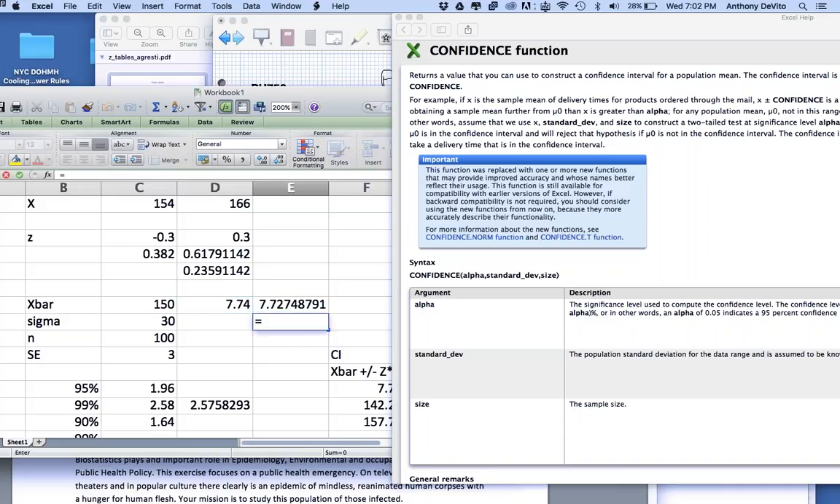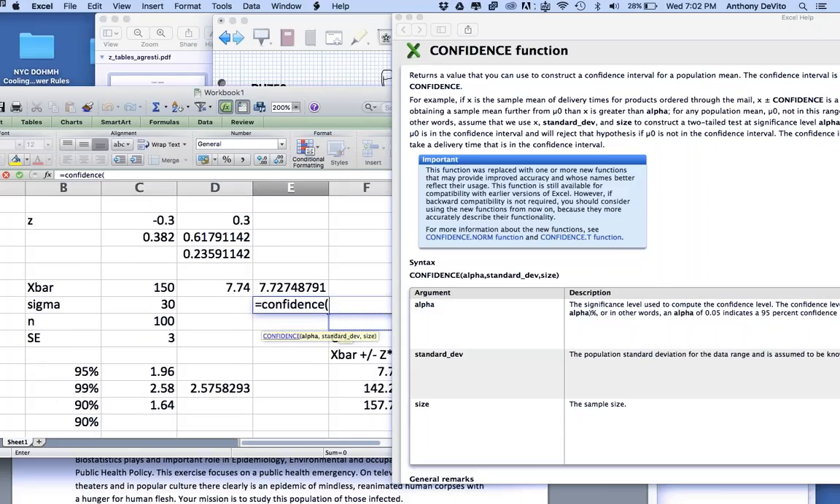Let me just do it again. Equals confidence, parentheses, and it's asking for alpha, the probability of being wrong. The probability of being wrong for a 99% confidence interval is 0.01, 1%. For a 95% confidence interval it is 0.05, comma, the standard deviation for the sample, which is 30, comma, the sample size is 200, close parentheses, and it returns what I would have gotten if I did 1.96 times, is that right? 1.96 times standard error.